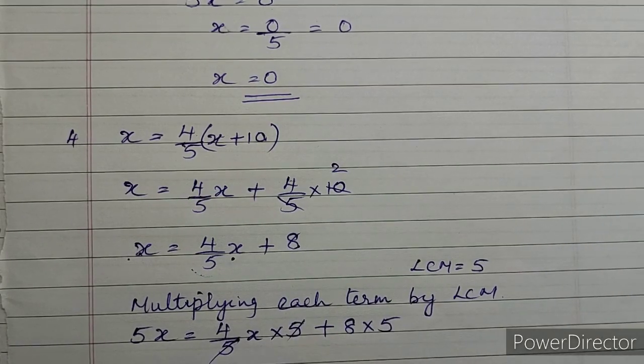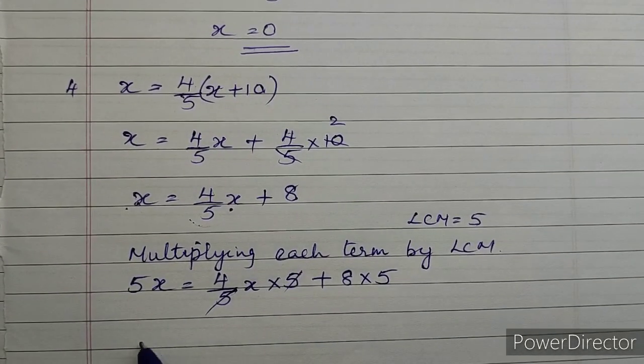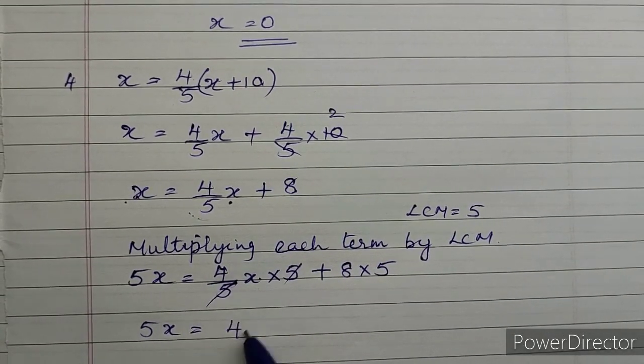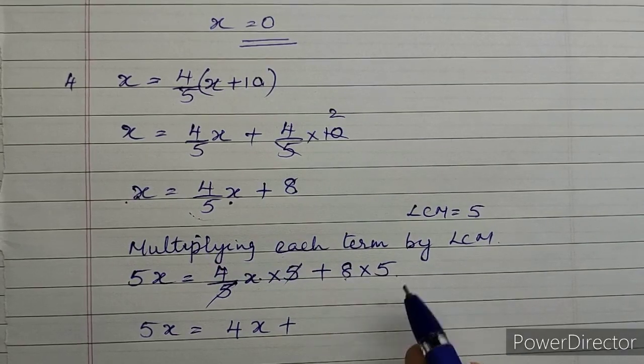So this 5 and 5 you can cancel off. So the remaining you have to write: 5x equals 4 into x, 4x, plus 8 5s are 40.